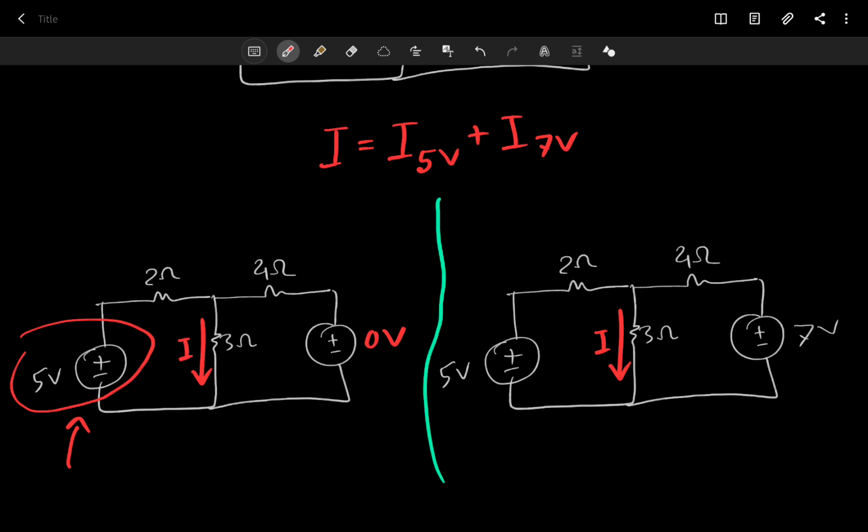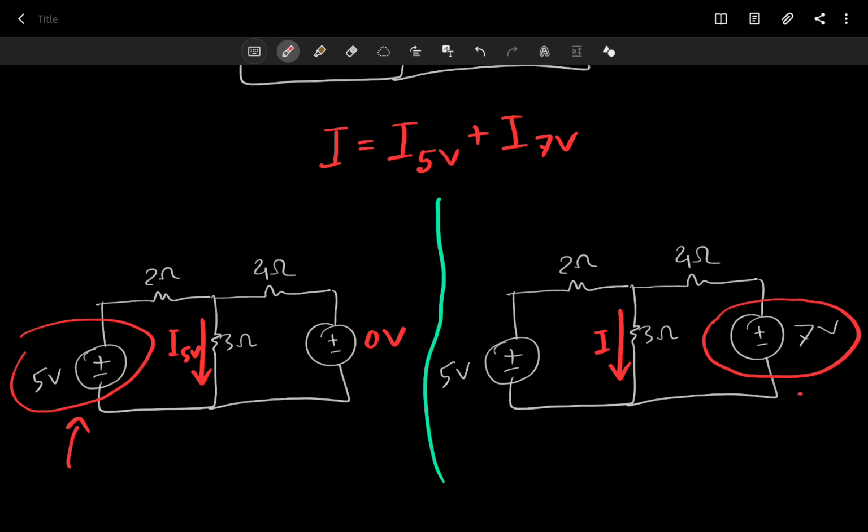Okay, so now you only have the contribution from 5 volts. So it's not actually accurate to write I here. You should write I 5 volt, because in the left circuit you are only getting the current from the 5-volt voltage source. And on the right circuit, I want to do the exact same thing.